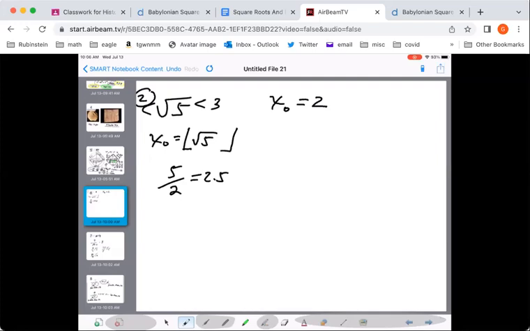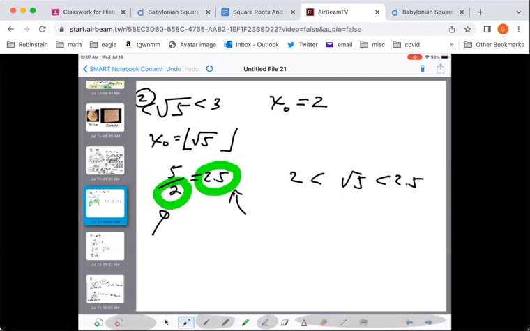Right. Anyone else want to make any sort of observation at this point? The fact that 5 divided by 2 is 2.5. Molly? It should be between 2 and 2.5. That's right. We know 2 is less than the square root of 5. So when you divide by it, if the thing you're dividing by was less than the square root, then the other thing would be greater than the square root. So we can say the square root of 5 is between 2 and 2.5.